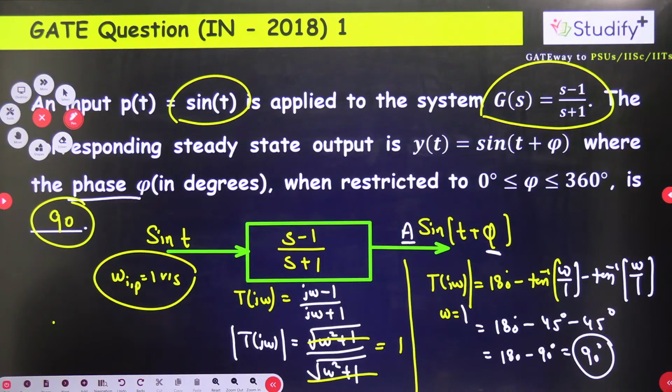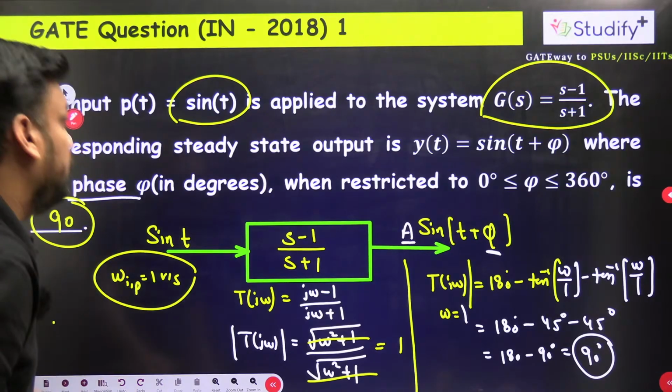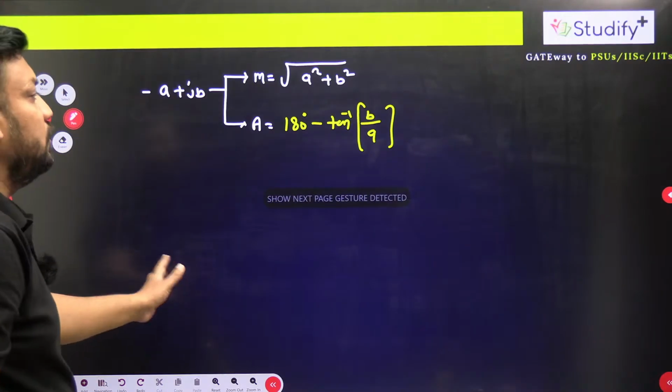Tell me, is this completed? Shall we go for next or wait? Done, sir. Shabash. So next, we are going for the next question.